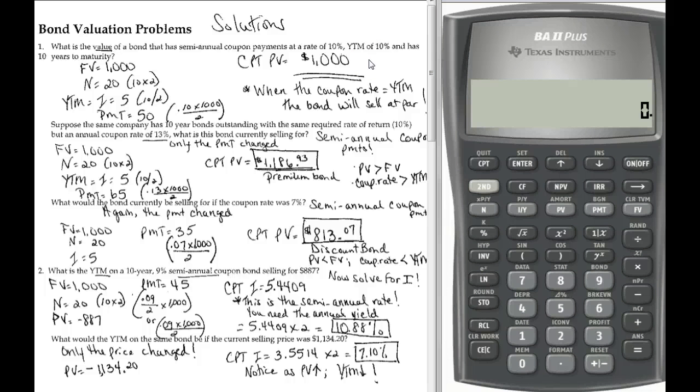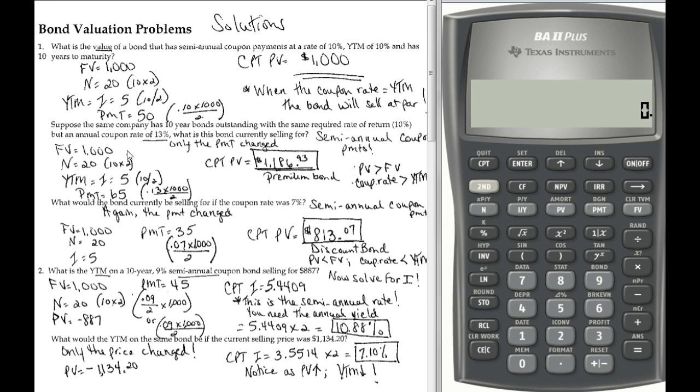So let's look at the second part of this problem, and let's walk through this whole thing together. Suppose the company has these 10-year bonds with the same required rate of return, 10%. That's just another way to refer to yield to maturity, and an annual coupon rate of 13%. What is the bond currently selling for? So now we've shifted gears to these semi-annual coupon payments. What do you do? Our future value is still 1,000.